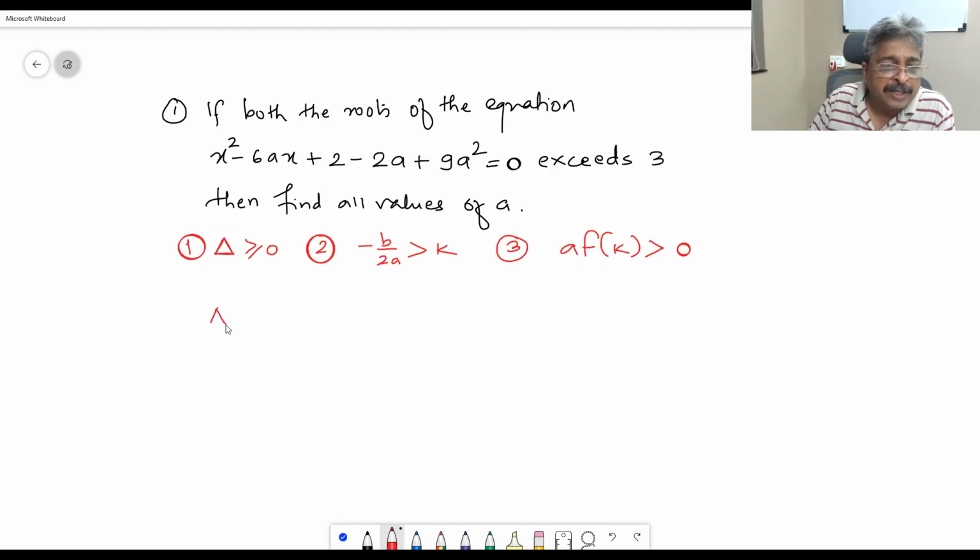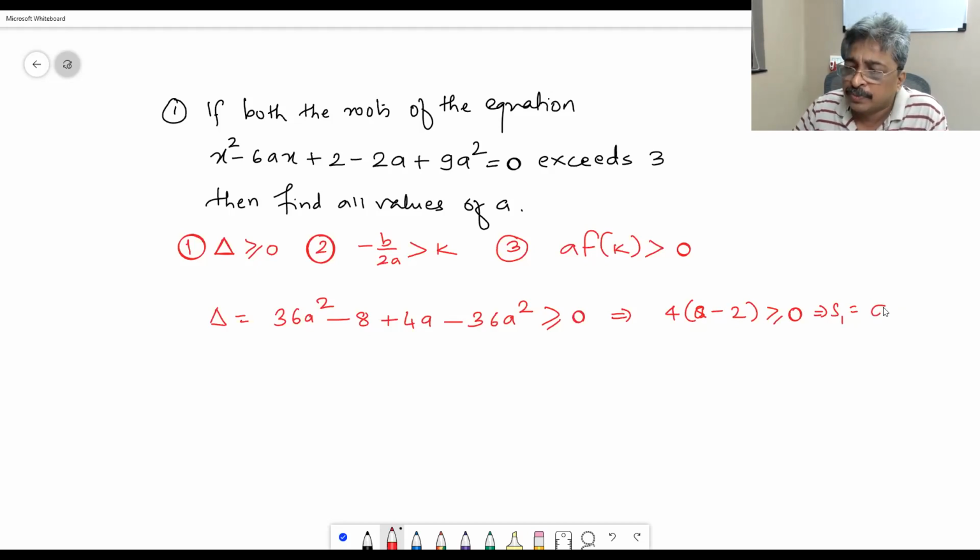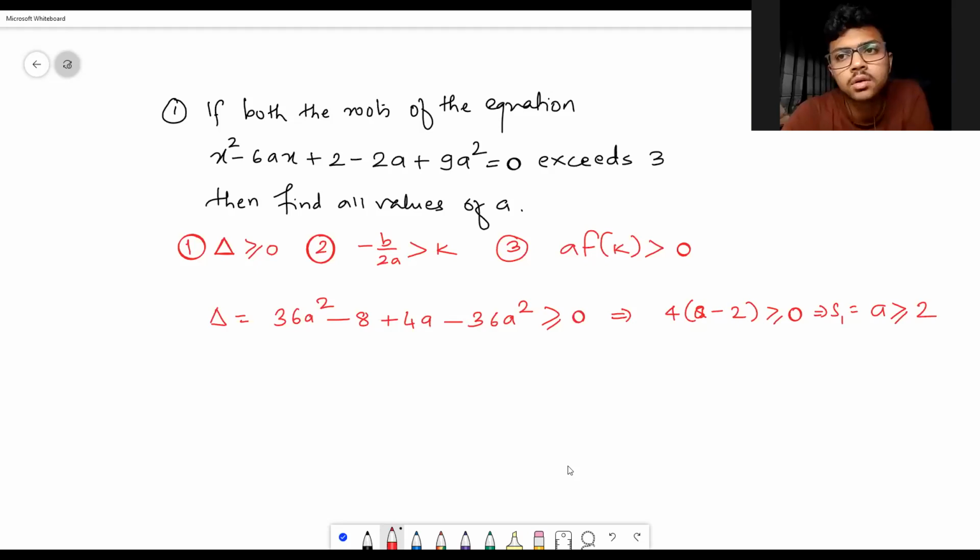Discriminant. What is the discriminant? Delta is equal to 36a square minus 8 plus 4a minus 36a square should be greater than equal to 0. This is going to give us solution set number 1. 36 is gone. Therefore, 4a minus 8, which is 4 inside bracket, a minus 2, is greater than equal to 0. And therefore, solution set number 1 is a greater than equal to 2.